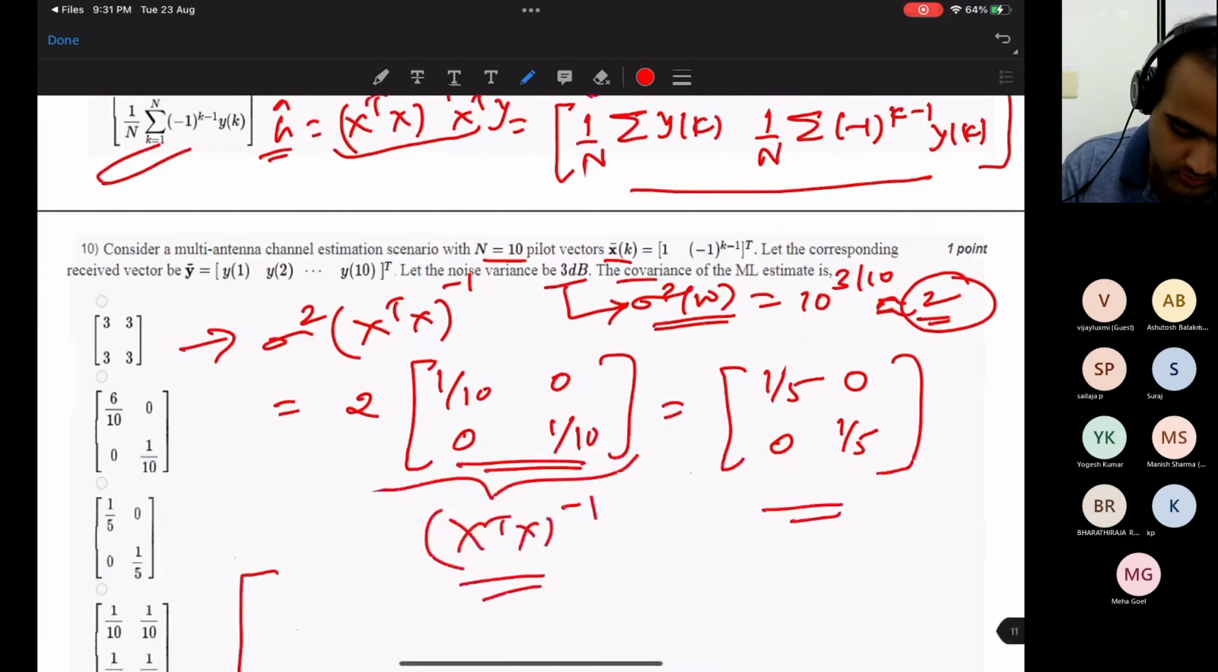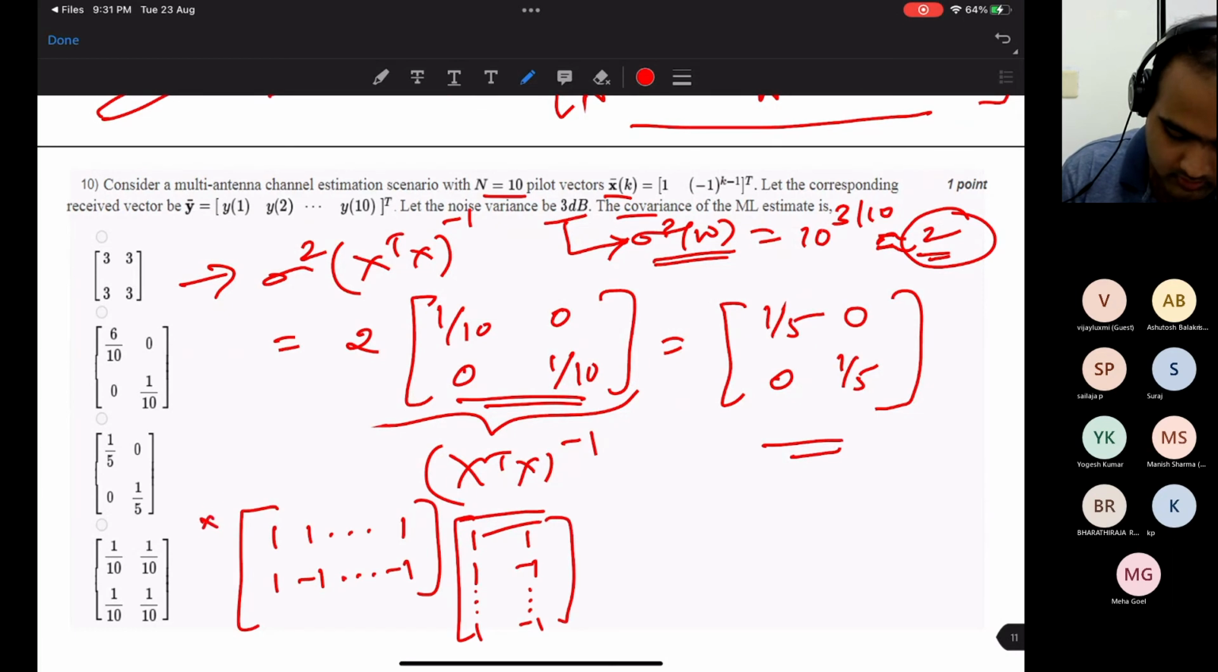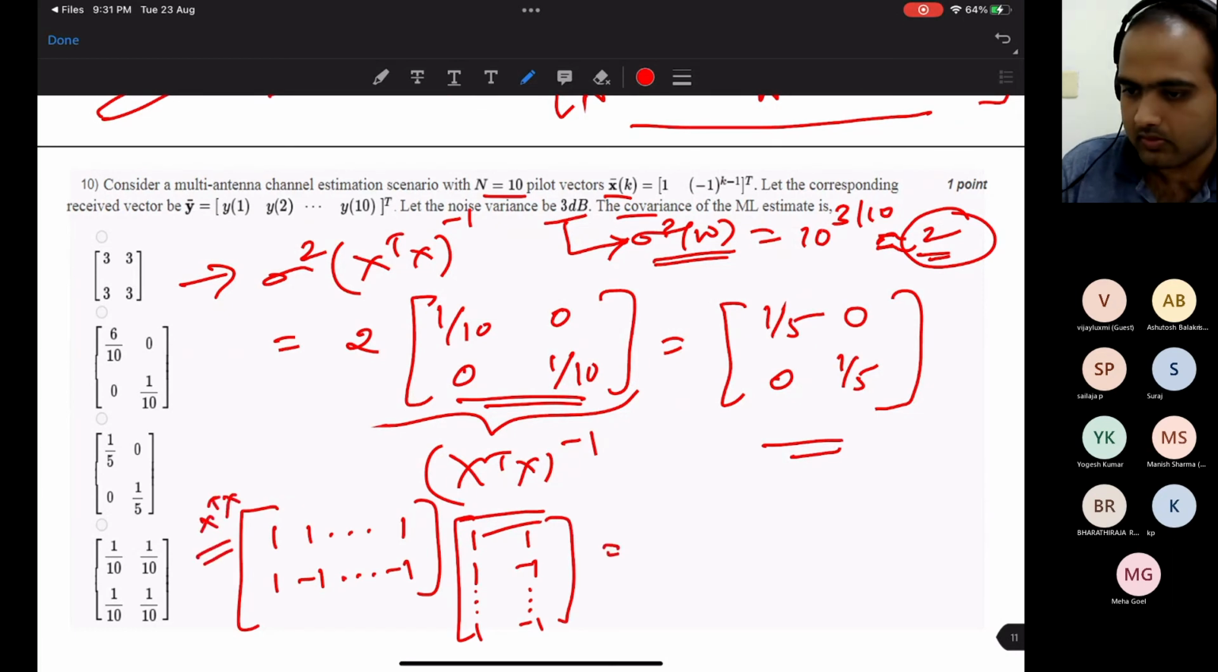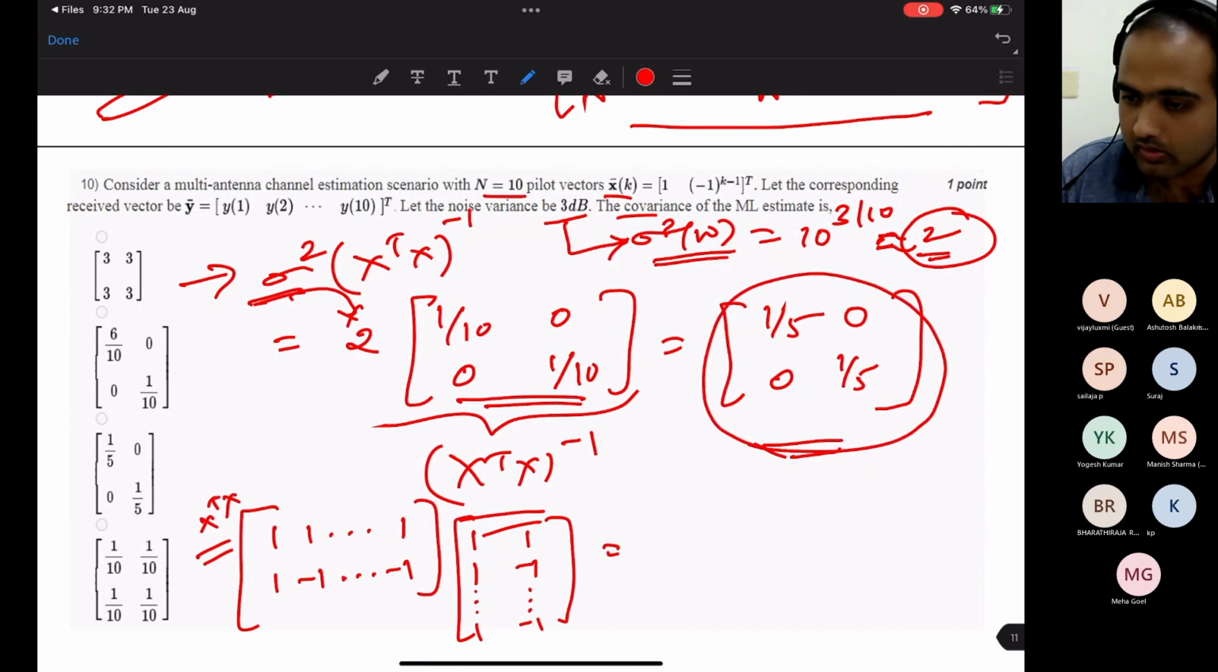So you have X transpose. These are all ones, 1 minus 1. And similarly, you have all ones, 1 minus 1. So this is X transpose X. You will solve this, and similarly take its inverse. That's all you have to do, which is X transpose X and its inverse. And the sigma square is 2. So you just fit 2 here and we get 1 by 5, 1 by 5 in the diagonal elements, and the rest are 0. So this is our answer.